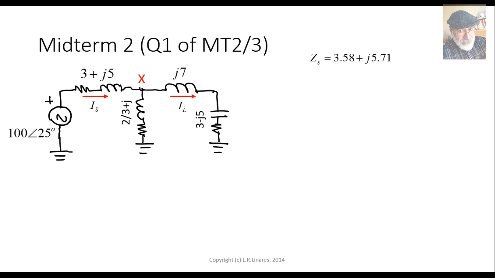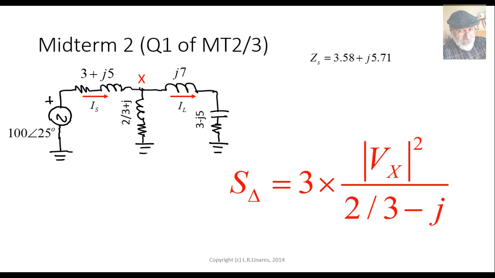Let me write down here the equivalent impedance seen by the source. I want to use that power formula in the delta: 3 times the voltage at that node, Vx RMS squared, divided by the conjugate of that impedance, 2/3 plus j. That is the conjugate, 2/3 minus j. Fine. To find Vx, what I'm going to do is compute the current in the source and compute the voltage drop in that 3 plus j5 ohms and subtract that voltage drop from the value of the source.